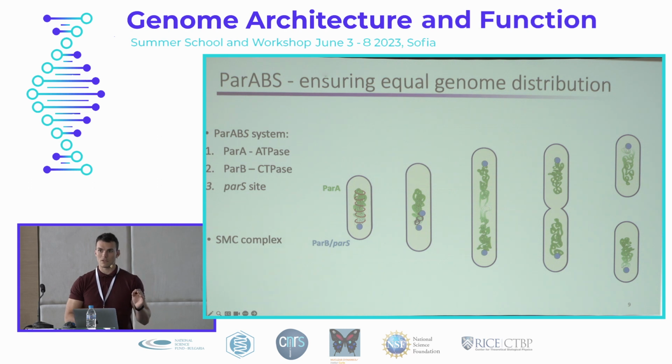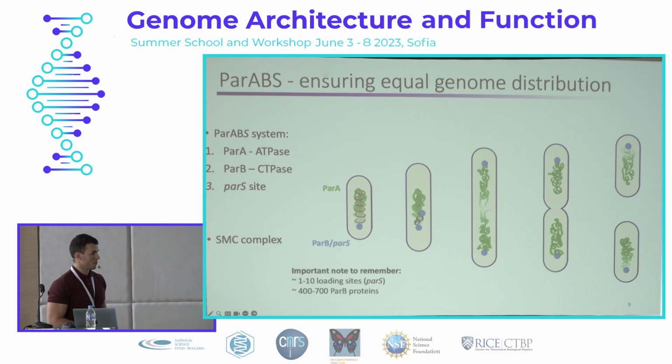So SMCs will not randomly load all over the chromosome, but they will actually specifically load at the origin and start zipping from the origin. That's why you see a perfectly straight second diagonal in the Hi-C map of Bacillus.